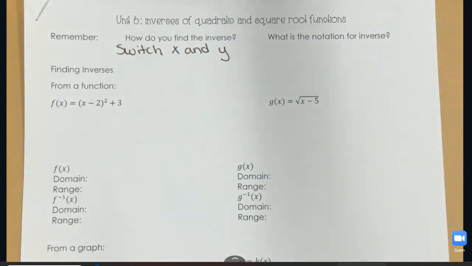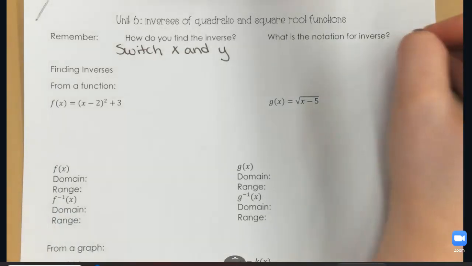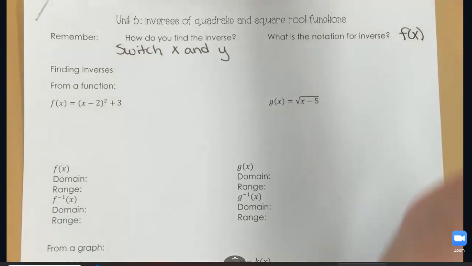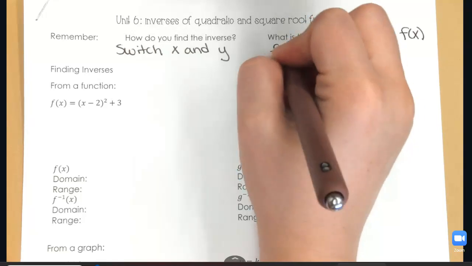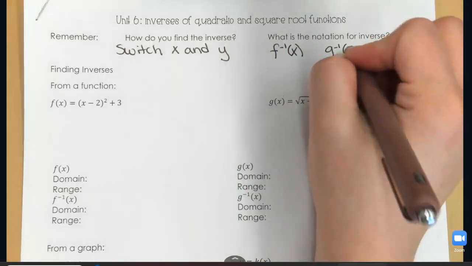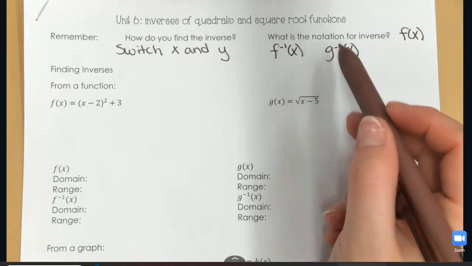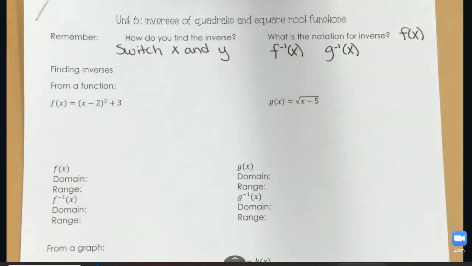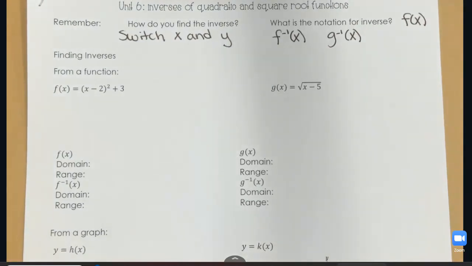And then again, the notation for inverse, so if my original function was f of x, the inverse notation would be f to the negative 1 of x, or g to the negative 1 of x. Whatever your original function was, that negative 1 power means the inverse. So we're now going to look at finding inverses from a function.